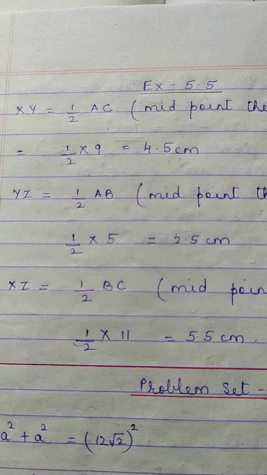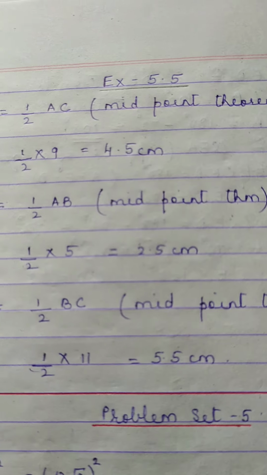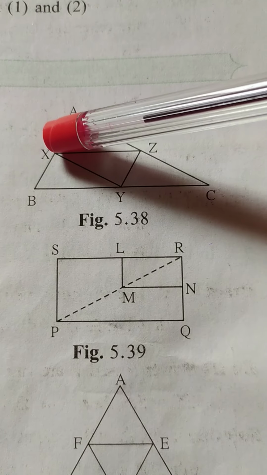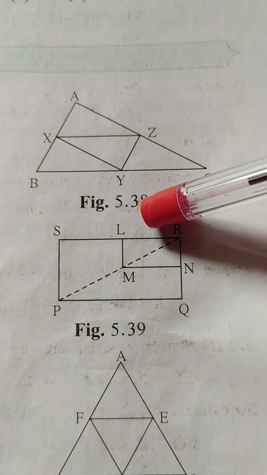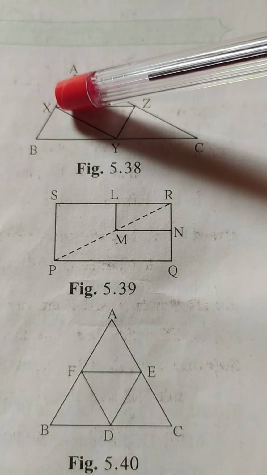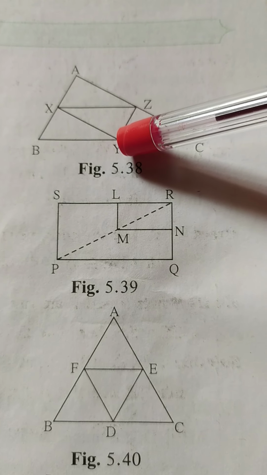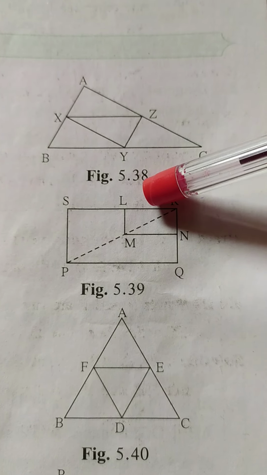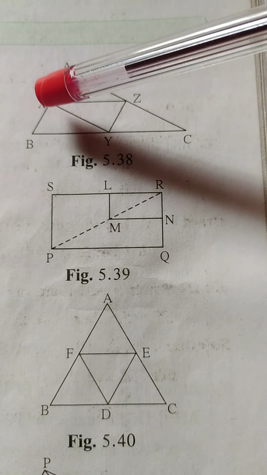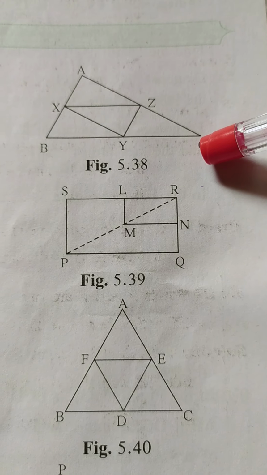Now XY is equal to half of AC by midpoint theorem. See, when you look at the figure, you have XY. So these are the midpoints. So according to the midpoint theorem, if a line is drawn from the midpoint of one side of a triangle to the other, it is parallel to the third side and it is half of it. So it follows XY is half of AC.